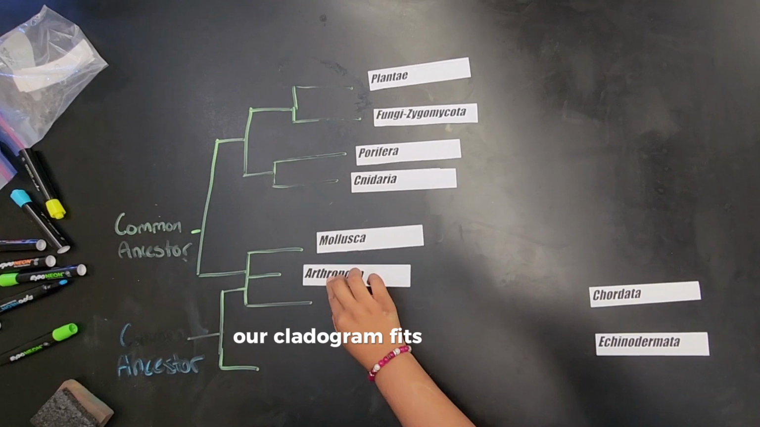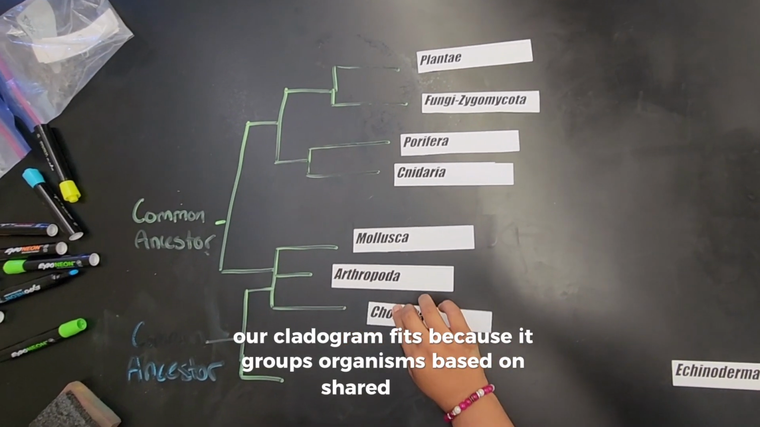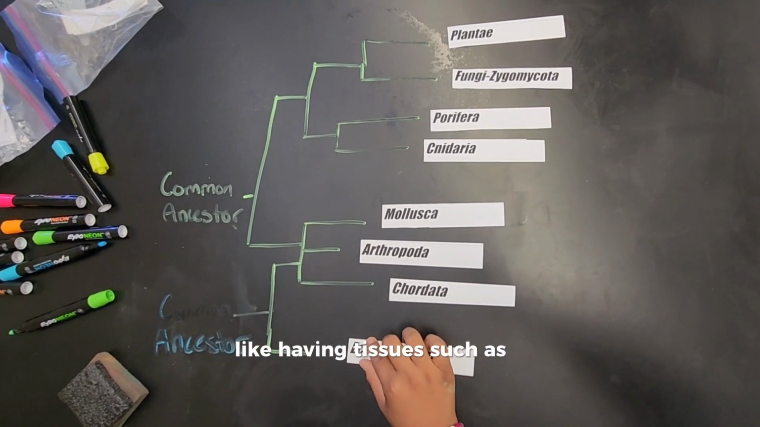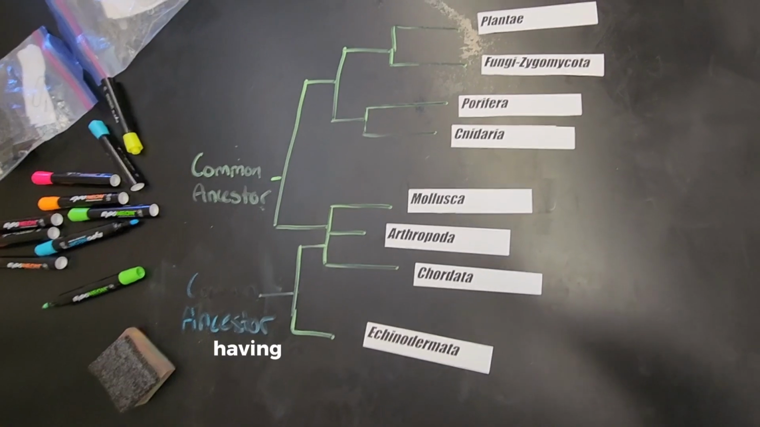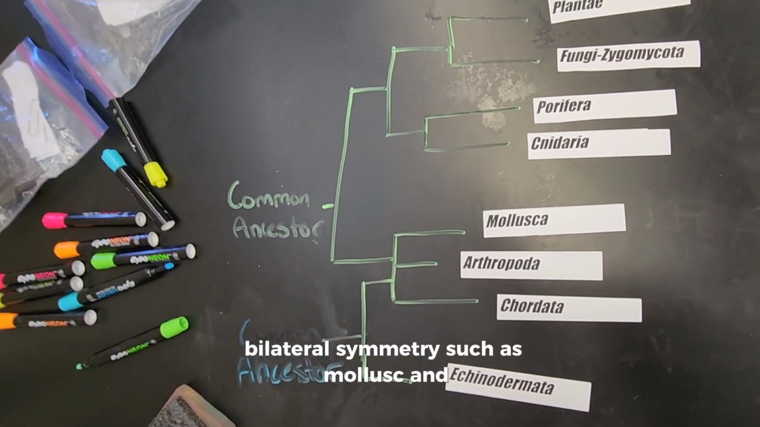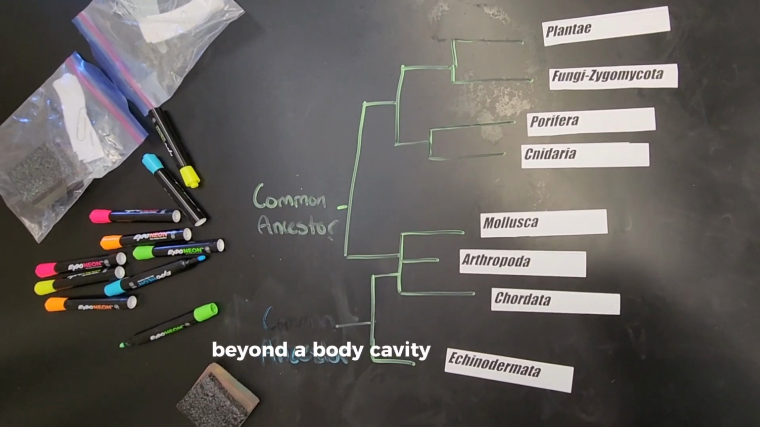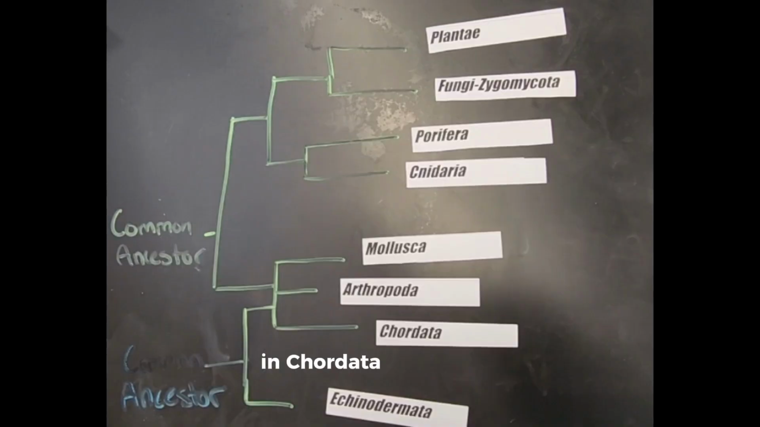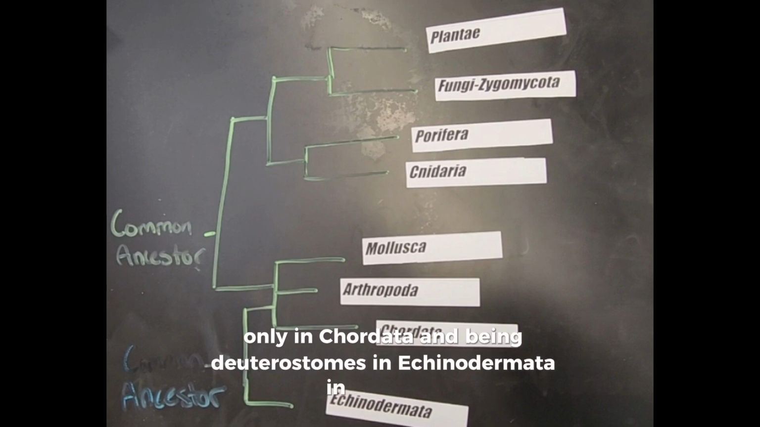Our cladogram fits because it groups organisms based on shared traits like having tissues, such as in Porifera versus the rest, having a nervous system, starting with Cnidaria, bilateral symmetry, such as Mollusca and beyond, a body cavity in Mollusca, Arthropoda, and Chordata, a notochord only in Chordata, and being deuterostomes in Echinodermata and Chordata.